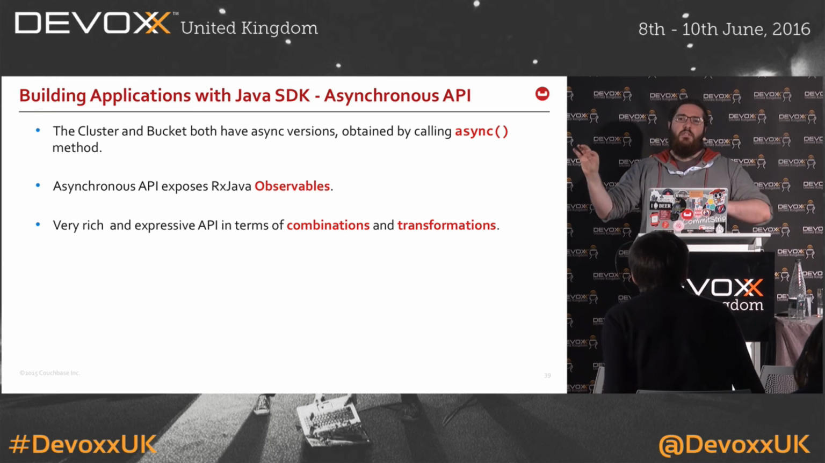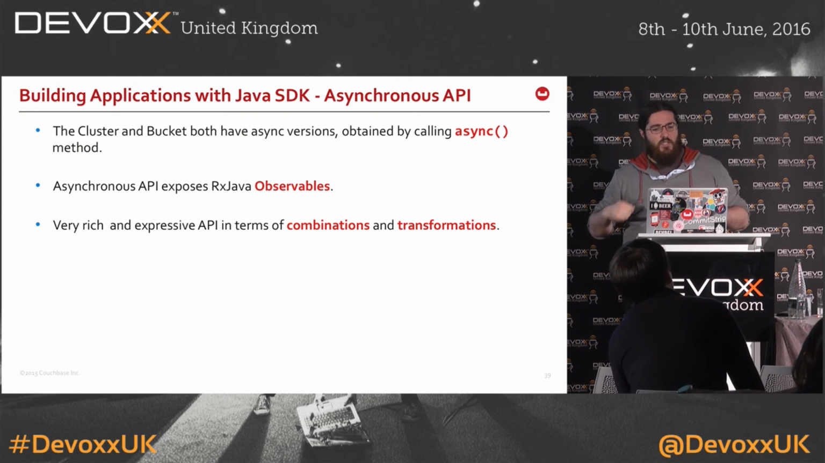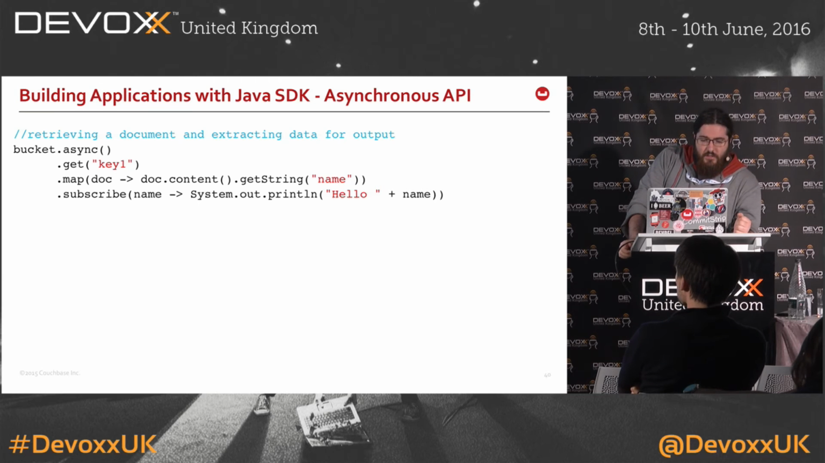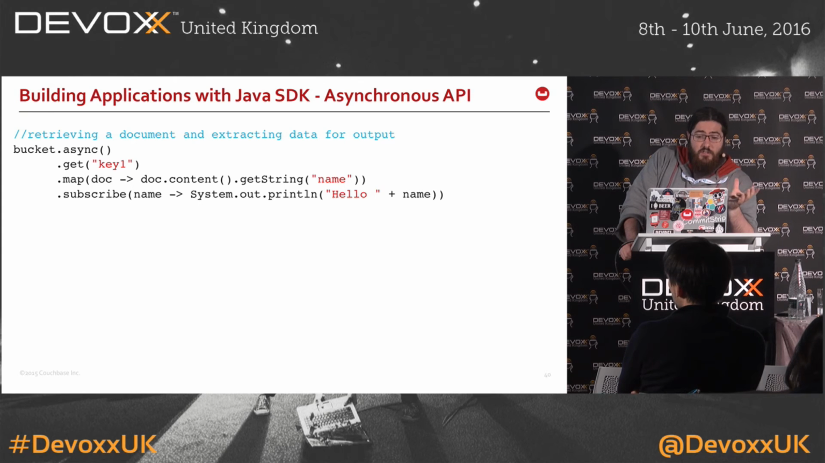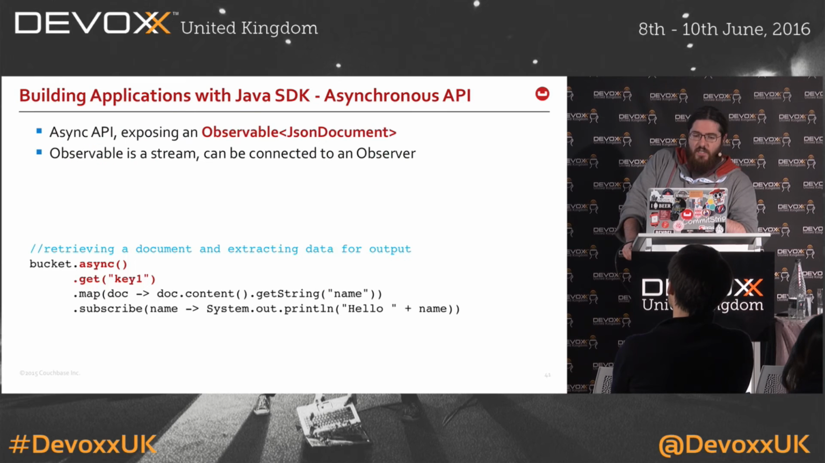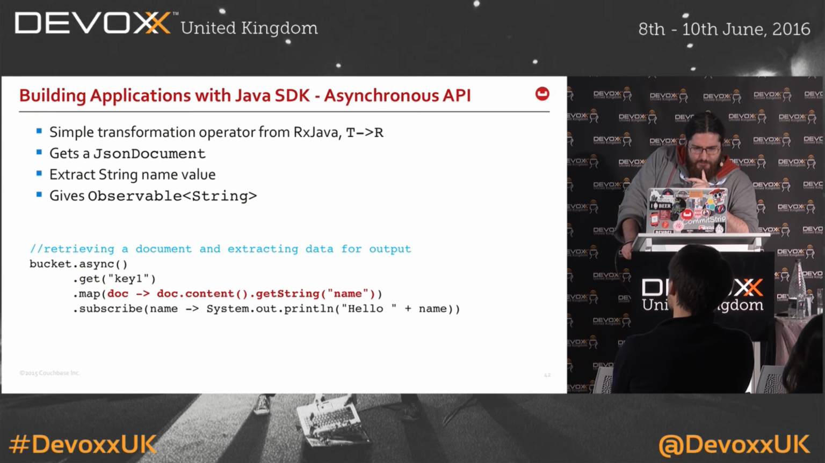You're describing a stream and some operation that you will do on the stream, and then you can move on, which is what you can see here. I use the get method. I just want the document called key1, and then it returns eventually that document. Once it returns that document, it will go through a map function, and that function takes the document, the content of the document, which is a JSON object, and then the string called name, and then subscribe, which is display the name. Which is exactly what I just said.